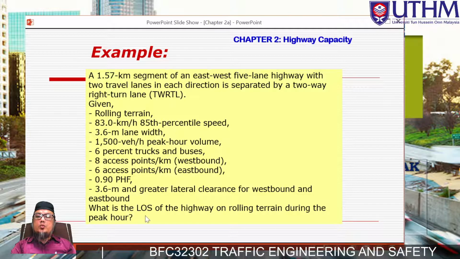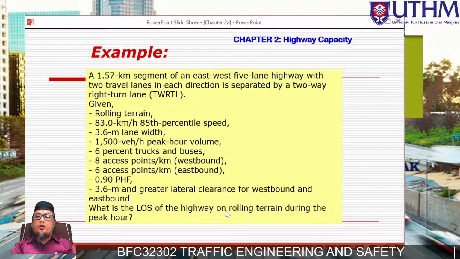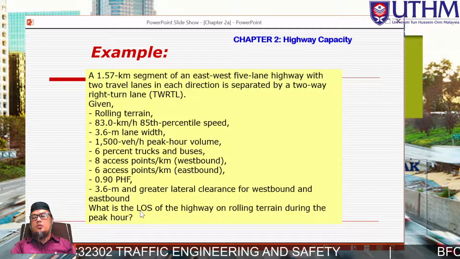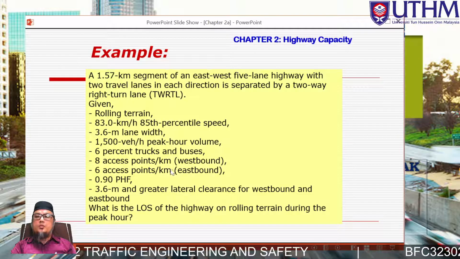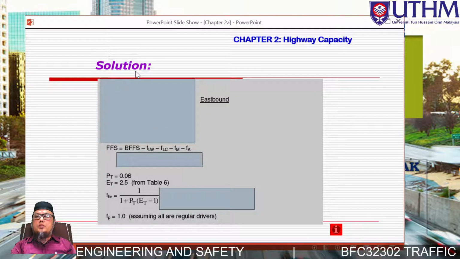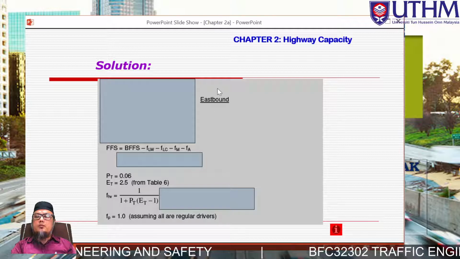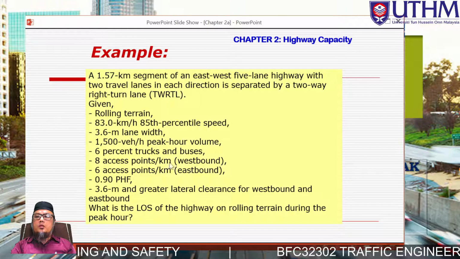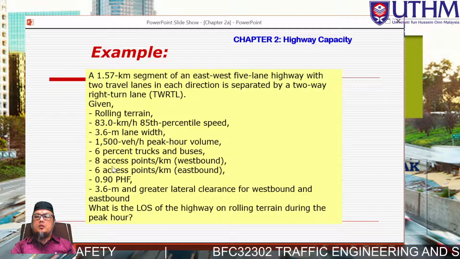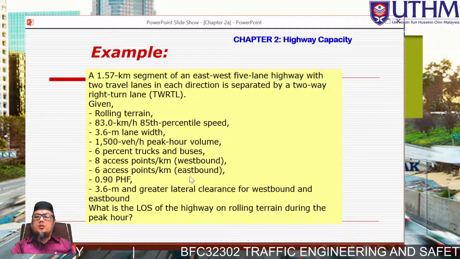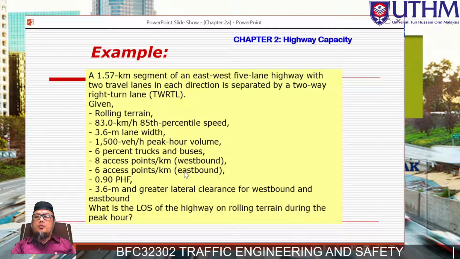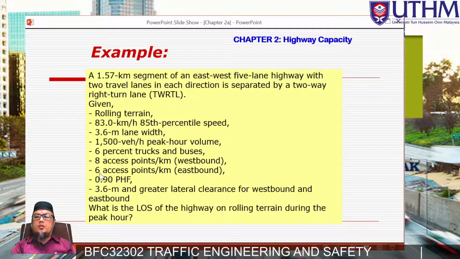So the question: what is the level of service of the highway on rolling terrain during peak hour? This question is very straightforward. You follow this procedure or step to calculate it. Okay, let's move to the solution. We focus on eastbound first. Note that we have to consider this parameter or characteristic, which direction we are going to analyze. So now we analyze westbound, eastbound. Eastbound they have 6, not 8.